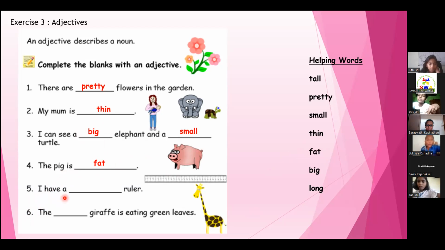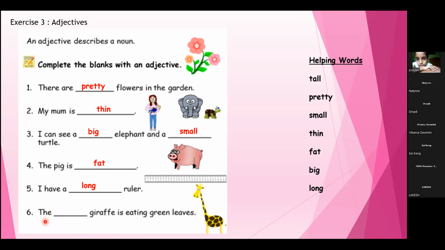I have a long ruler. A long ruler. Very good. Well done. Yeah, so you have described the ruler very well. Long. And now the last sentence. The tall giraffe is eating green leaves. The tall giraffe is eating green leaves. Very good. Well done. The tall giraffe is eating green leaves. So you see how adjectives make all the sentences here a little bit more interesting.